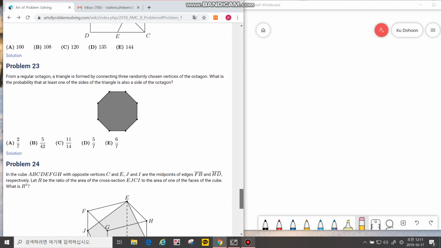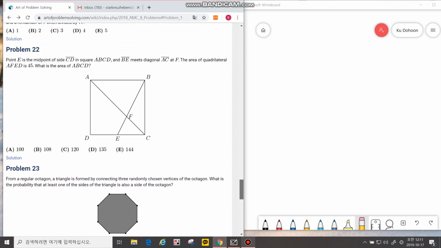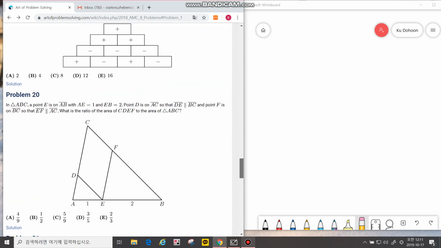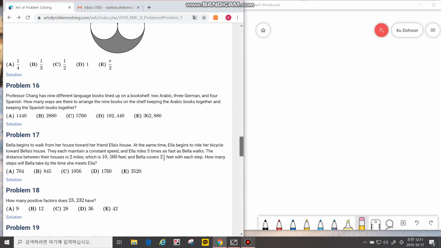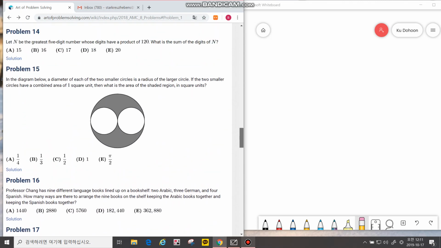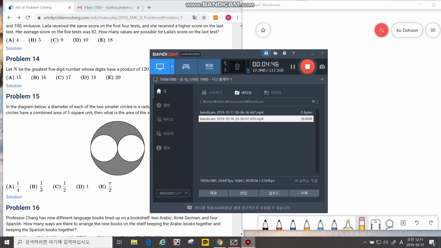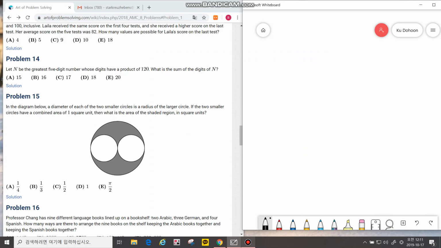And then for problem 23, you need to know combinations, so I will cover that as my last problem for you. The next problem I want to cover is 15. Let me just check the time. It's not 5 minutes yet.